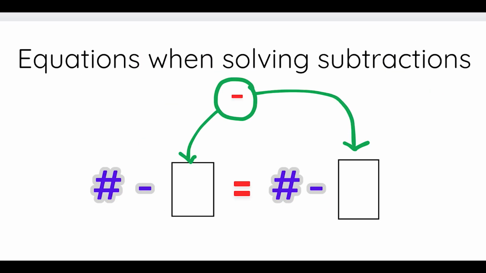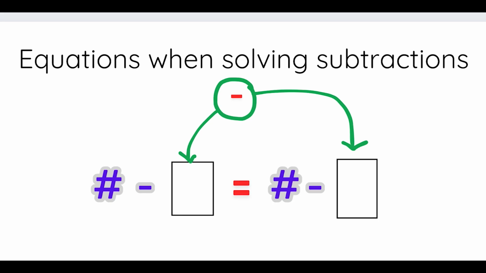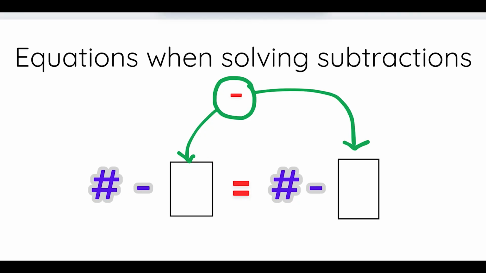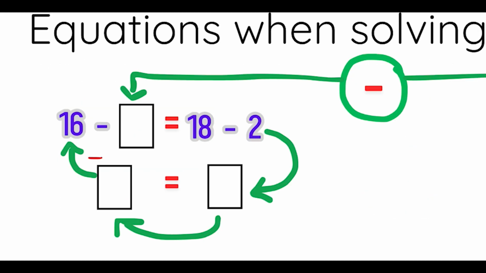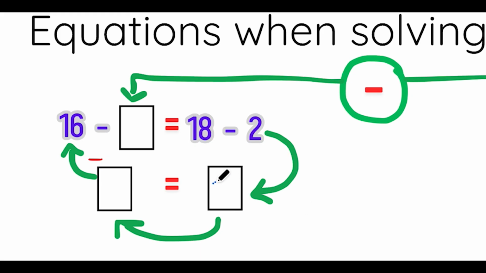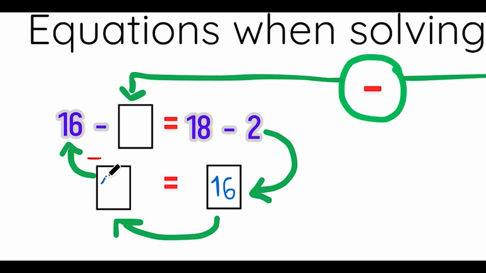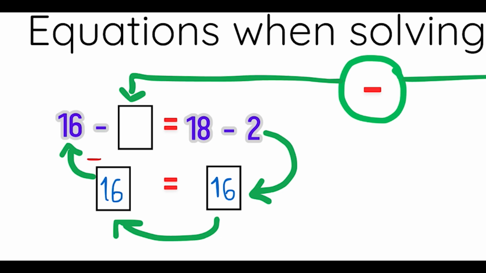Equations when solving subtractions. When the numbers are in these positions, always think about subtraction. Let's see some examples. In the example on the left, we're trying to find the number in this position. We're going to start by solving what we know, which is 18 minus 2. 18 minus 2 equals 16. Then we write 16 on the other side. 16 minus 16 equals 0.